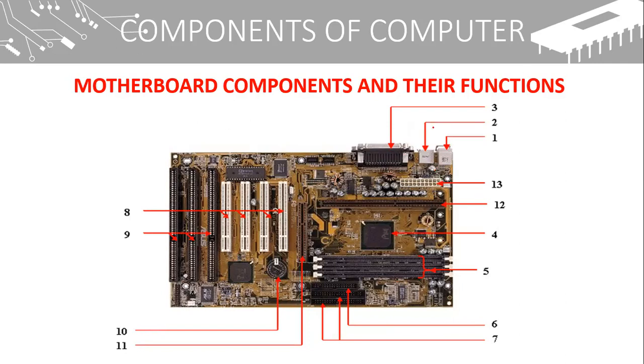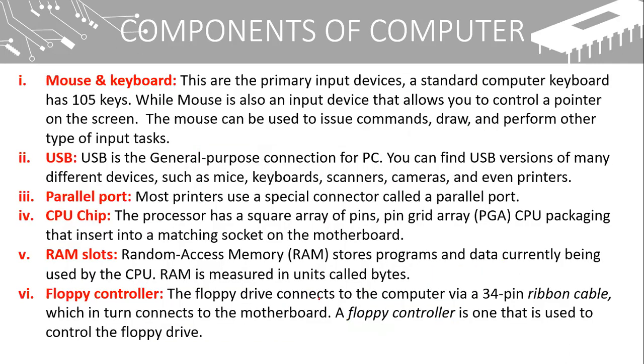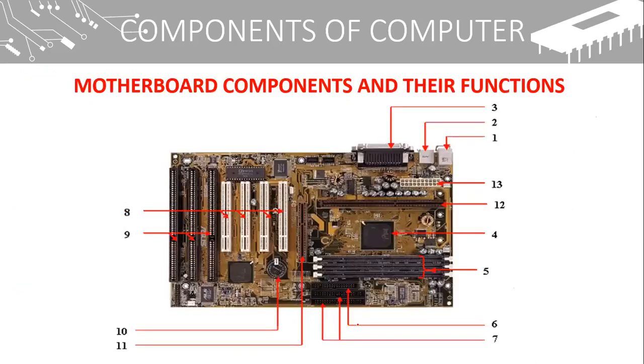So this is labeled 1, 2, 3, 4, 5, and so on. Most importantly, it is similar to the one we discussed earlier, but we are going to see some of their functionalities based on what we have discussed. One of these is the mouse and keyboard. The mouse and keyboard have been connected to the computer through the ports. We discussed the ports here.